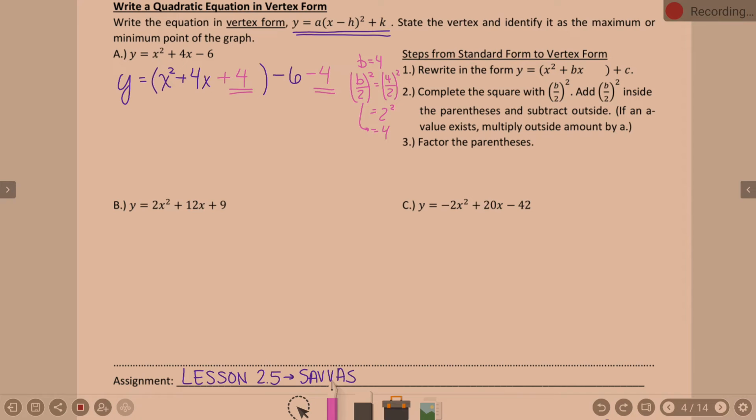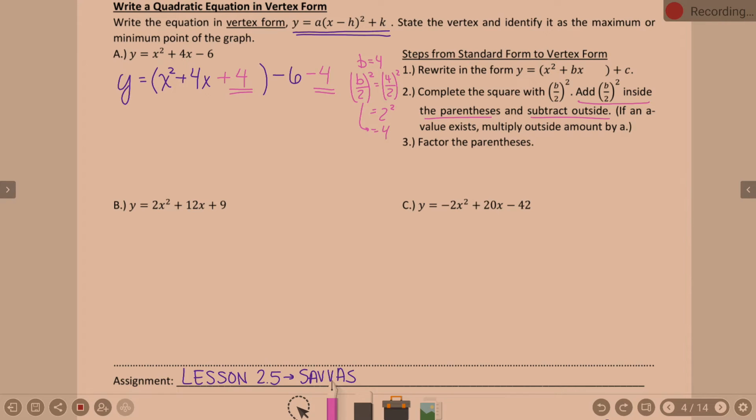Okay? So notice it's add the value inside the parentheses, subtract it outside the parentheses. And by doing that, I'm keeping my equation balanced, because I just added 4 and subtracted 4 from the same side of the equation. So I just added 0 to it. On B and C, we'll talk about if an A value exists. We didn't have an A value here other than 1, so we didn't have to worry about that yet.